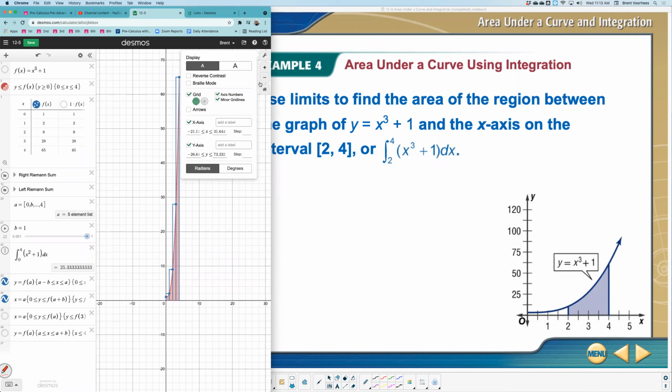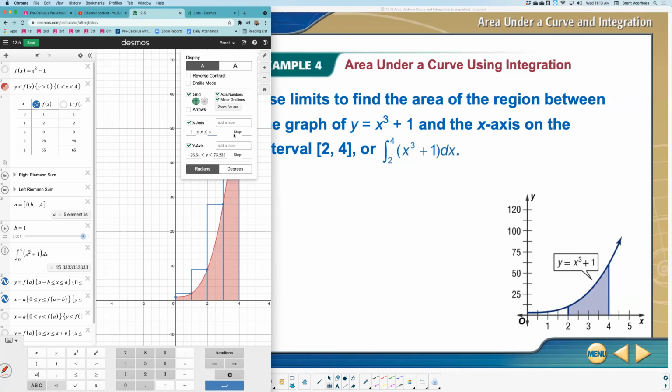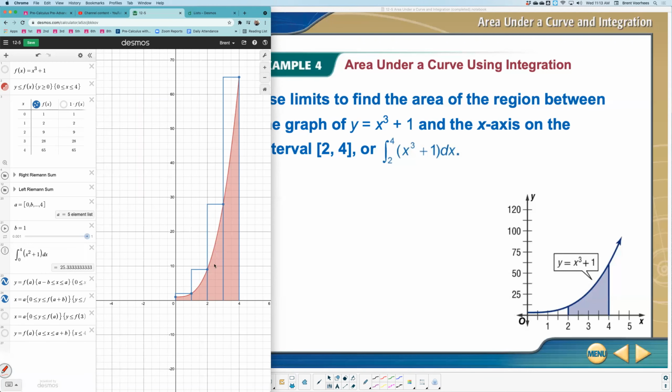And I can probably adjust this just a little bit to make it easier to see what's going on. Let's go from -5 to say +6. There we go. There's our right Riemann sum. And we can see this is an overestimate. These boxes would be shaded too wide. Well, if I wanted, we want to find the area between 2 and 4 only. So we're only looking between 2 and 4 on this problem.